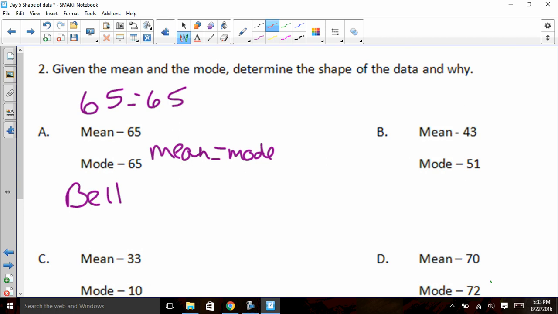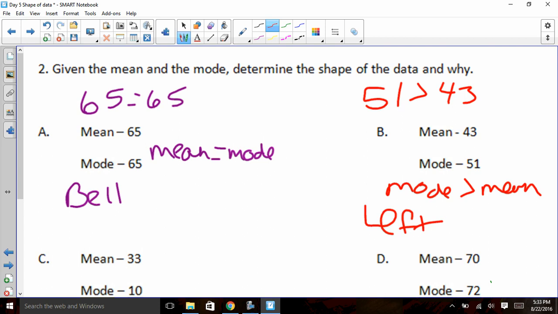Okay, let's take a look at B. So I have 51 being larger than 43. That's what I'm seeing. And my 51 is my mode. And my 43 is my mean. So which one had my mode being larger than my mean? If you're saying left, you're absolutely correct.